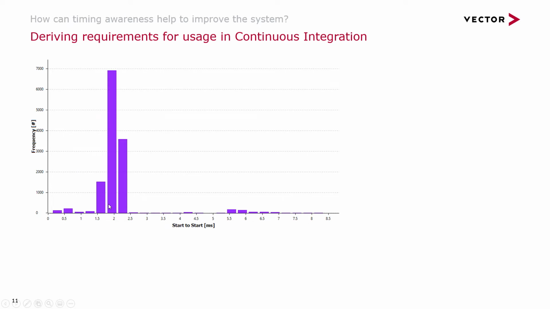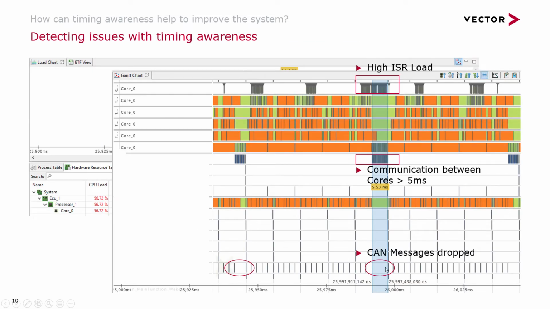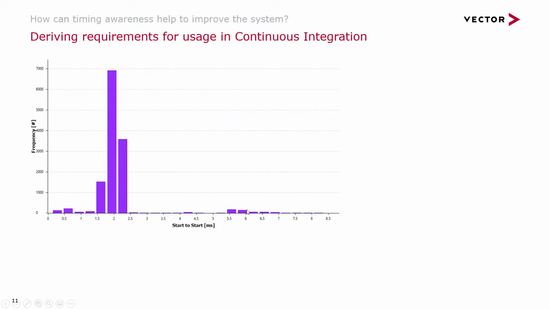So on average, we have a start-to-start of 2 milliseconds, and we have some occasions where this happens at a higher frequency, and there are some outliers which are way above this 2 millisecond time frame. And in these cases, we would definitely have some issues. So the problem that I showed you before, here we have around 5.53, so it would be more than 5 or 6 milliseconds. These cases would definitely be a problem if we violated this start-to-start requirement.